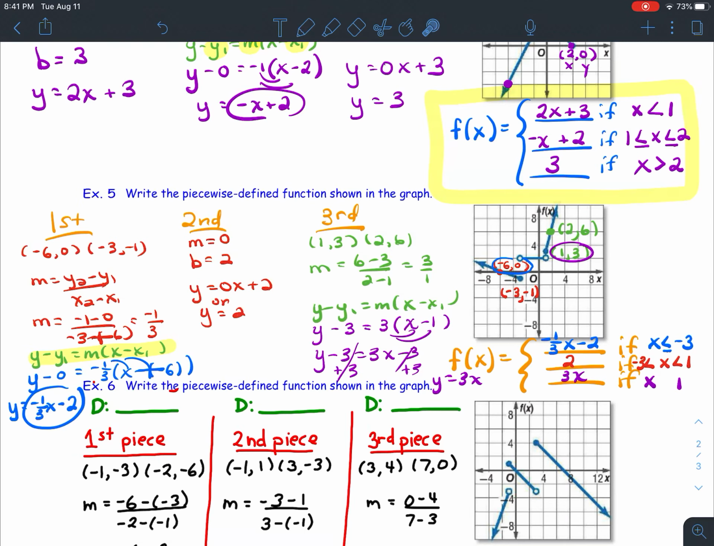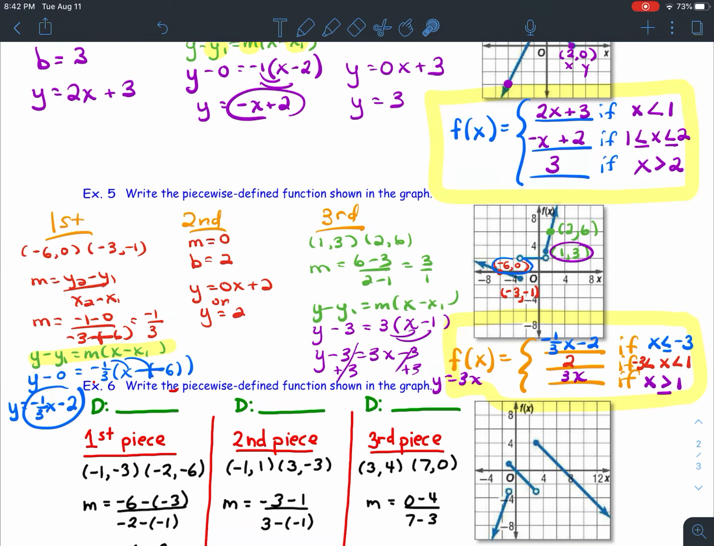So plug 3x there. This is a ray, so I'm going to put x. I want to fill in the x value of where this ray is ending, or starting, I guess, here. Looks like that's starting at an x value of 1. And then I want to look at what direction this ray is going. It's leaning to the right. So I'm going to choose a greater than symbol, and I will put an equal to bar underneath that because that ray was closed in.